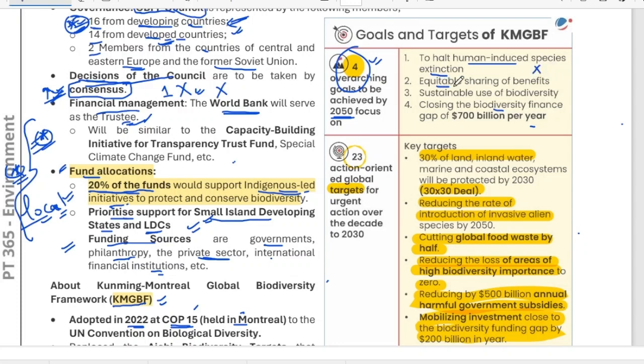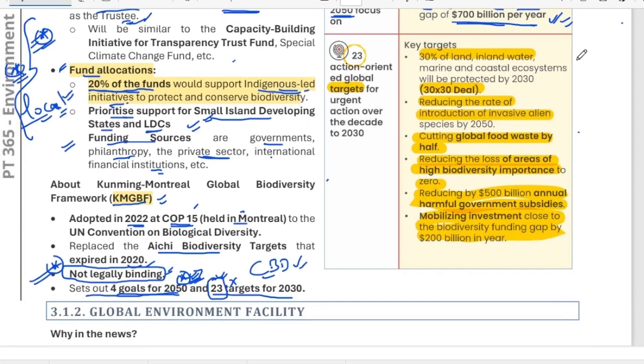Okay, now equitable sharing: benefits will be shared equitably, there will be sustainable use of the biodiversity, and closing the finance gap of 700 billion per year. So 700 billion per year of finance will be raised for supporting these biodiversity initiatives. Okay, so what type of targets are there in the 23 actionable targets?